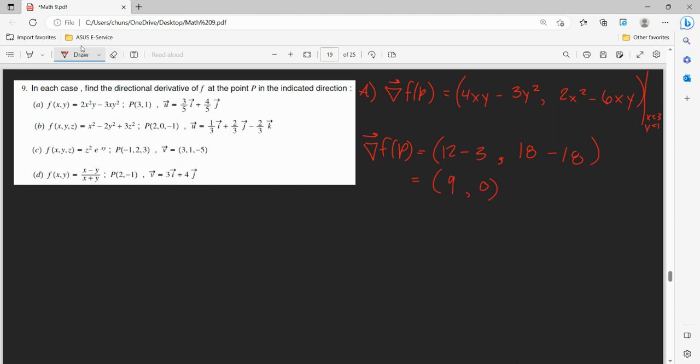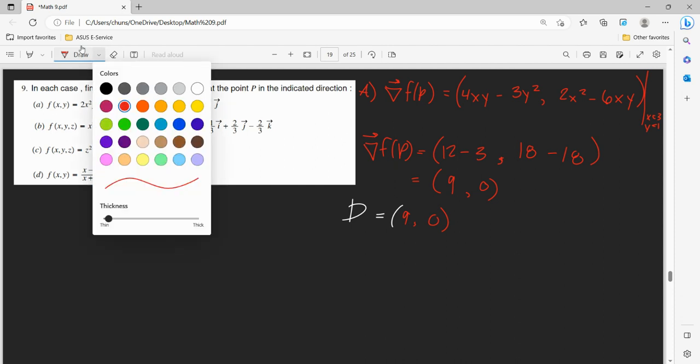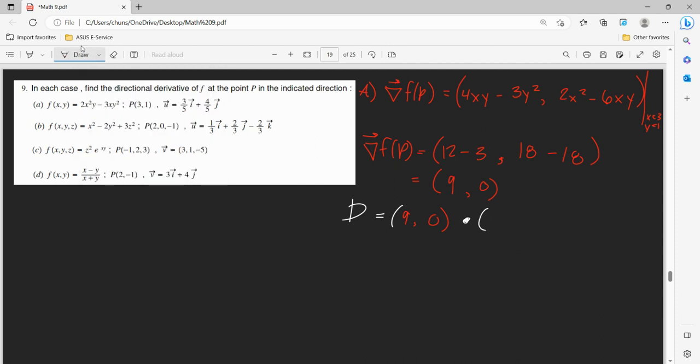And we're given our unit vector here, so if we want to find our directional derivative, this would be capital D. This is equal to our gradient, the dot product of our given unit vector, which is 3 over 5 and 4 over 5. And this is equal to 9 times 3 is 27 over 5, and this would be minus 0 or plus 0. Doesn't matter in either case. And this is going to be 27 over 5. So that one is nice and simple.